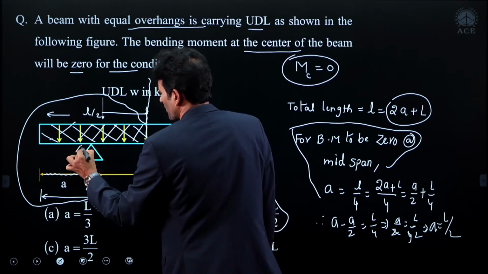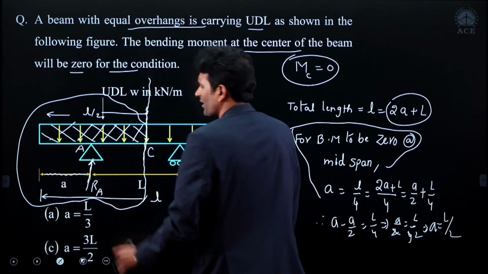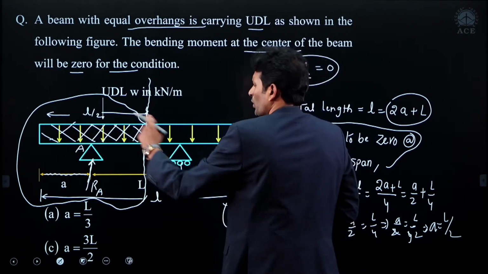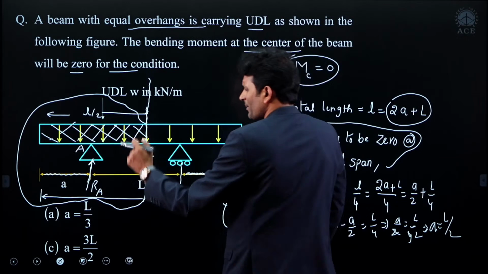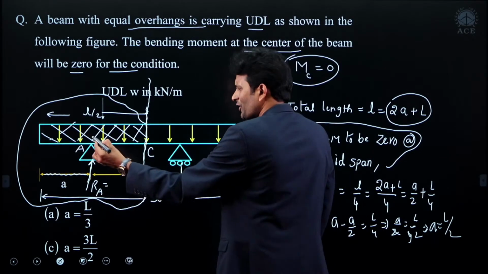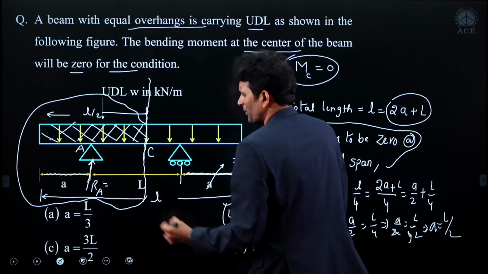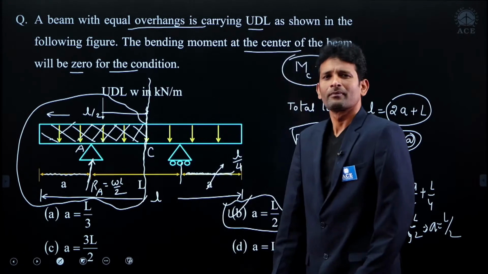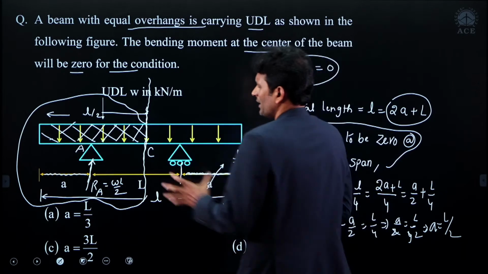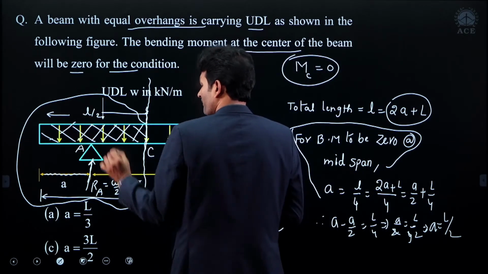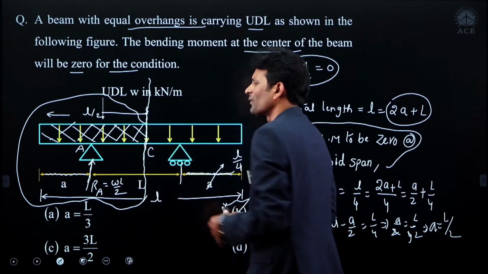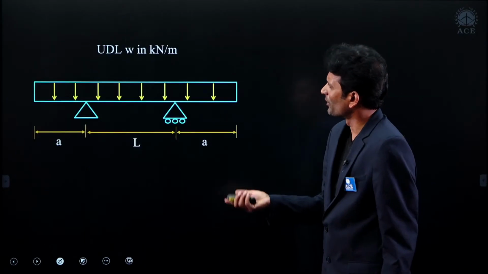For example, if the support is A, the reaction is RA. Now look at the beam. The load is a symmetrical load. When the load is symmetrical, the reactions are equal and each should be equal to total load divided by 2. Total load divided by 2, omega L divided by 2. That's it. Now I know the total UDL and the RA value. Simply, can I write down the bending equation? Why not? Simply I can write down the bending equation.